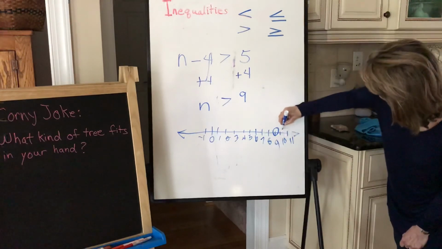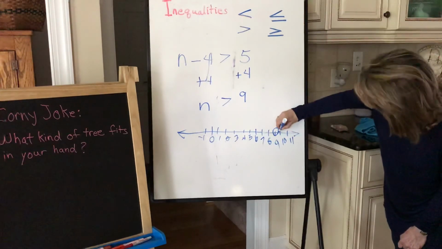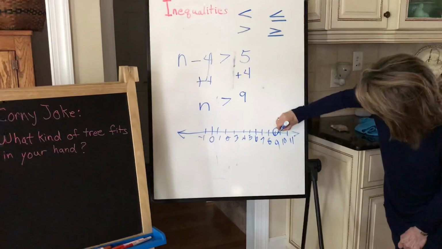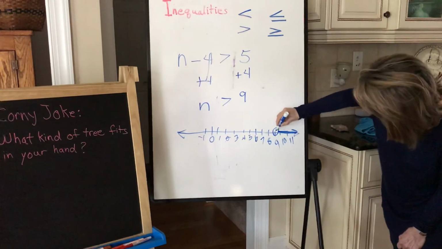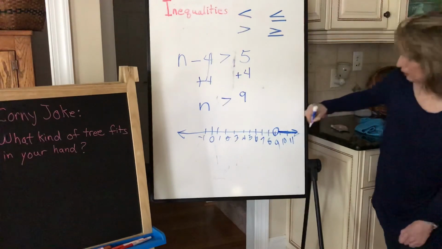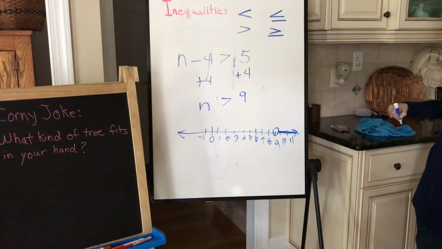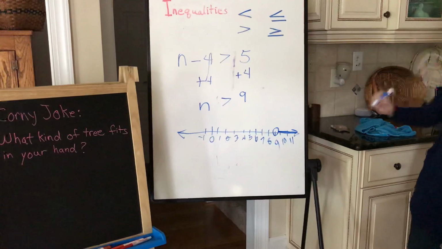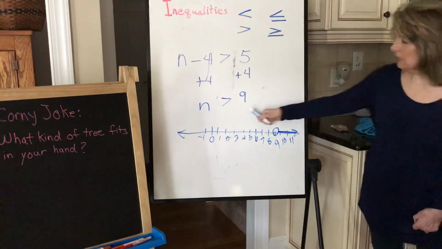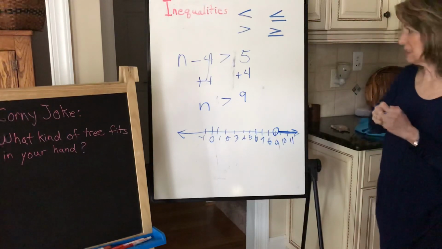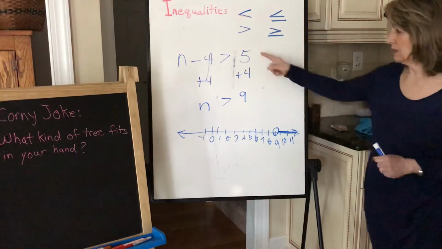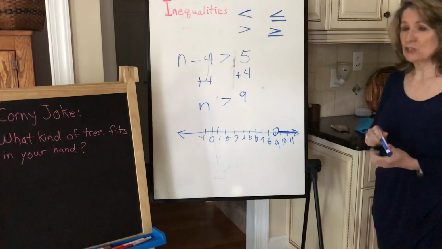So what we're going to do is we're going to leave the 9 empty or hollow, and then we're going to make our line go this way because we all know that 9 is not included, but 10 and 11 and 12 and 20 and 200 and 1,000 are all going to be included because all of those numbers are greater than 9. So that's my simple lesson on inequalities and solving inequalities with addition and subtraction.